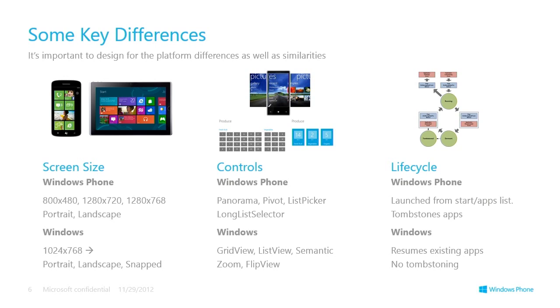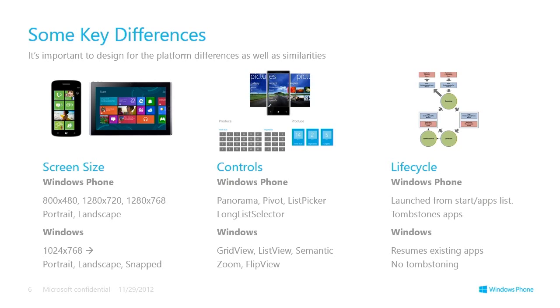And controls. On Windows Phone, we've got these unique page level controls, the panorama and pivots, which should be used when designing your application. There are also individual controls such as the long list selector, which is a replacement for the list box, and the list picker, which is Windows Phone's equivalent of the drop-down box. And these should be used to be consistent across your apps.